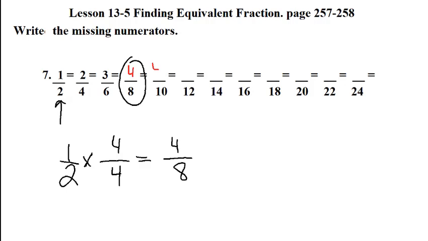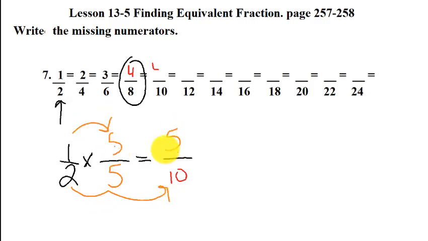The next is 1. Okay, what number? The next denominator is 10. And we need to find a number. What number times 2 gives us 10? In this case it is 5. 2 times 5 is 10. 5 you need to write in the numerator and multiply.